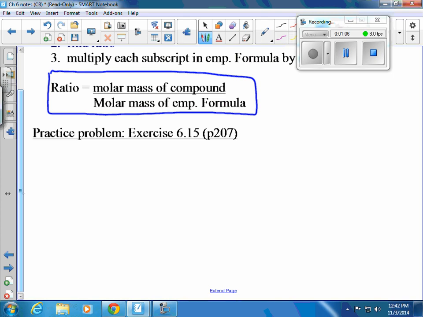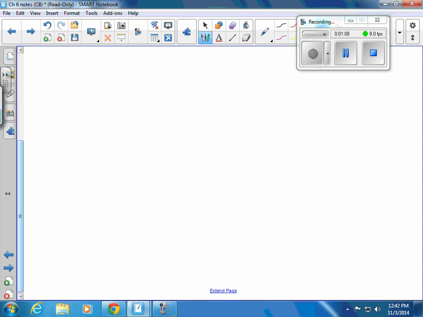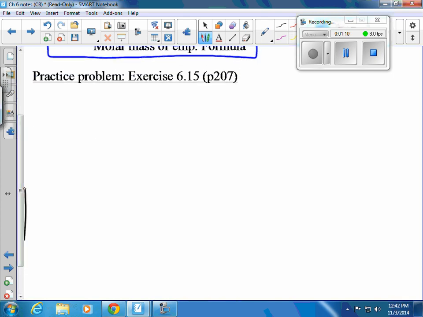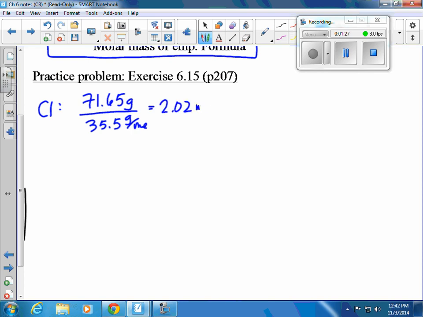So just like we did in homework 7, we're going to do the same thing. We're going to assume a 100-gram sample. Oh, there's the bell. So we have chlorine, and it tells us 71.65%, so we're going to say it's that many grams, divided by the molar mass of chlorine, and that's 2.02 moles. So I'm not doing anything new. I'm just taking the percentages that they gave us, and I am converting them to the number of moles.